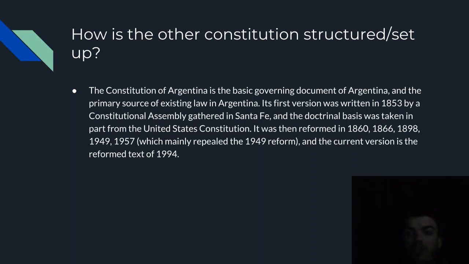So how is Argentina's Constitution structured? How does it all come together, and how was it made? The Argentine Constitution is the basic government document of Argentina and the primary source of existing law. Its first version was written in 1853 by a constitutional assembly gathered in Santa Fe, and the document's basis was taken in part from the United States Constitution.